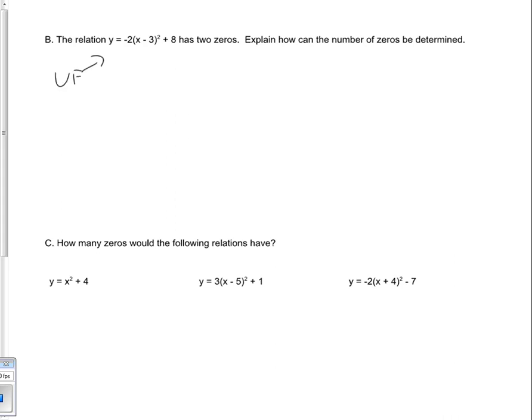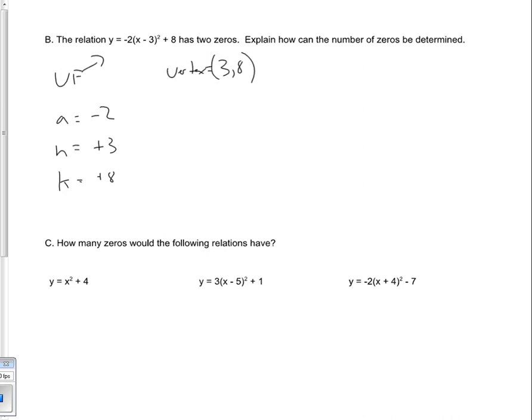And because it's given to us in vertex form, we can figure out the A, the H, and the K value. So we know the A value is -2, the H value is +3, and the K value is +8. Okay, so that means that the vertex, which is the HK value, is at 3, 8.